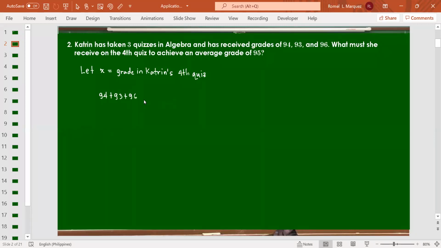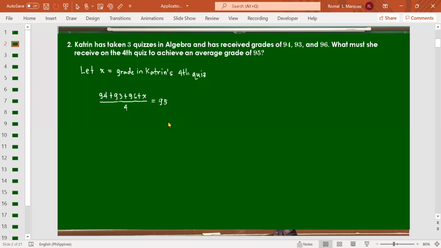So she wants an average of 95 in all four quizzes. So you just add x to get the sum of the 4 quizzes, then divide by the number of quizzes. Am I correct? And this way she will be able to get 95.